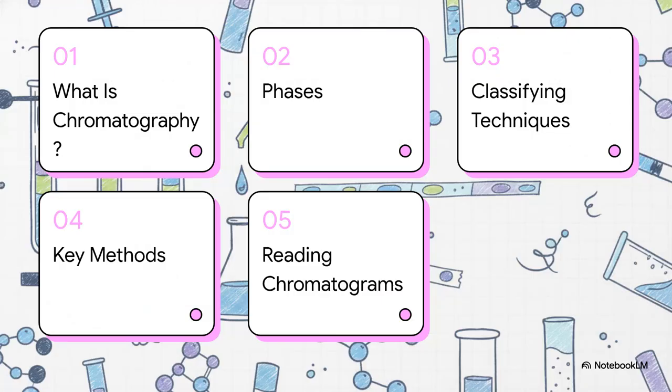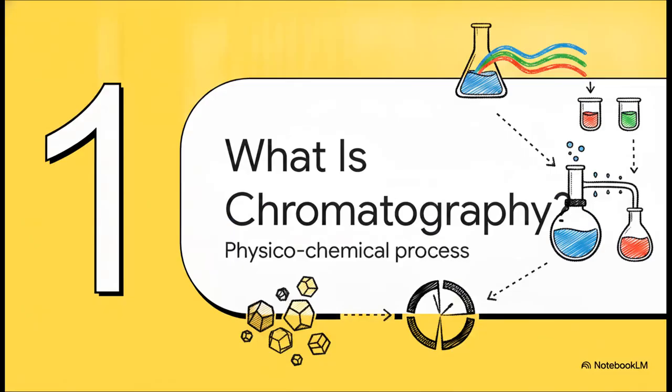Our roadmap for this explainer is pretty straightforward. We'll cover 1. What is chromatography? 2. Mobile and stationary phases. 3. Classifying the techniques. 4. Key chromatographic methods. And finally, 5. Reading the chromatogram. Okay, let's dive into section 1.